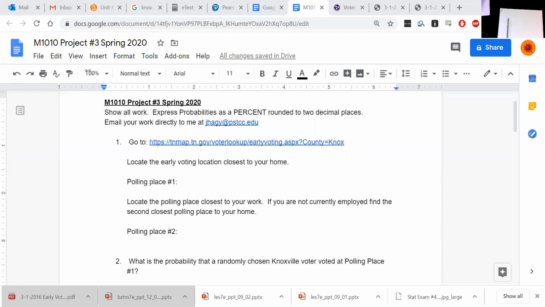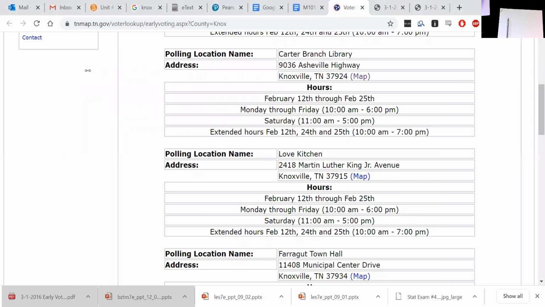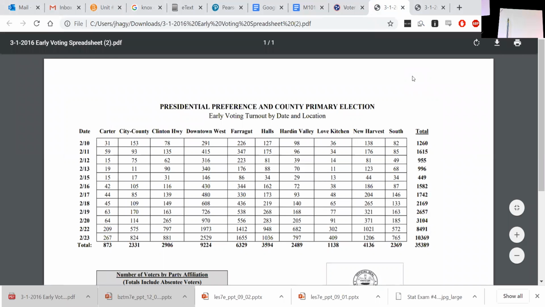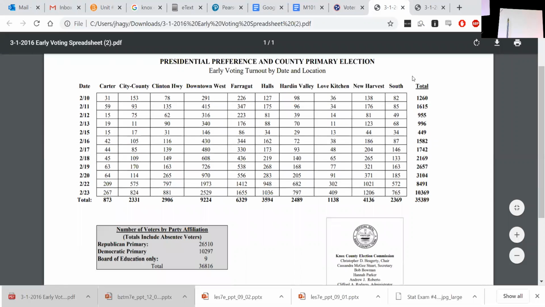What I'll do is I'll post in Brightspace this early voting table here. And this is similar to the tables that we've worked on in class and on the homework. What you'll be doing is calculating some simple probabilities with these early voting numbers.